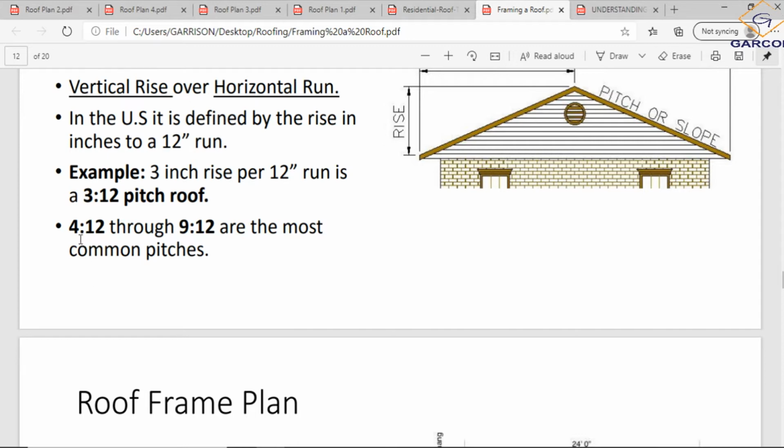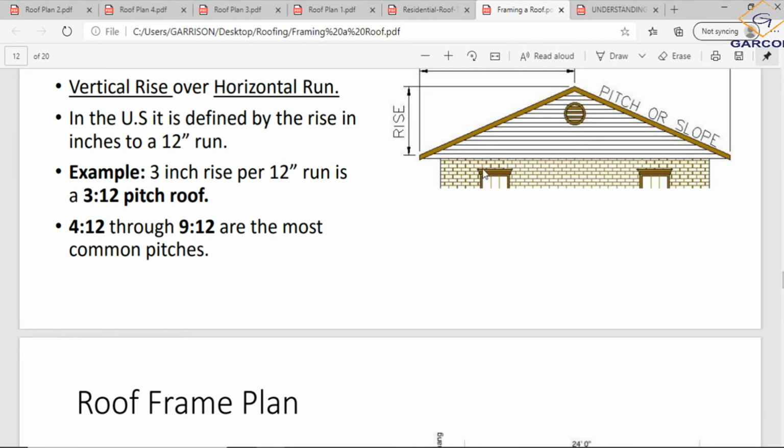So that's 30 degrees. If I try to convert it, 3 into 9 goes 3 times, and 3 into 12 goes 4 times. So it's going to be 3/4, which is 75. So it's 30 degrees to 75 degrees for roof pitch.